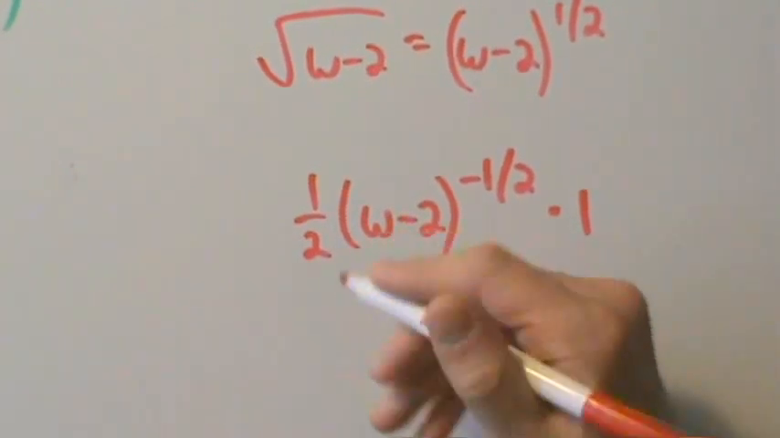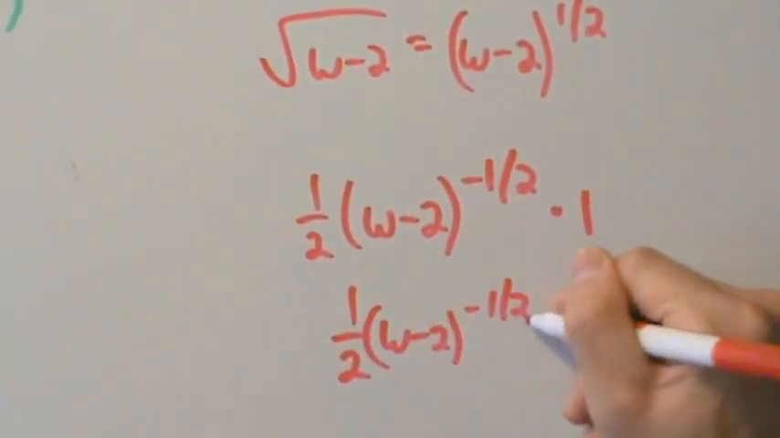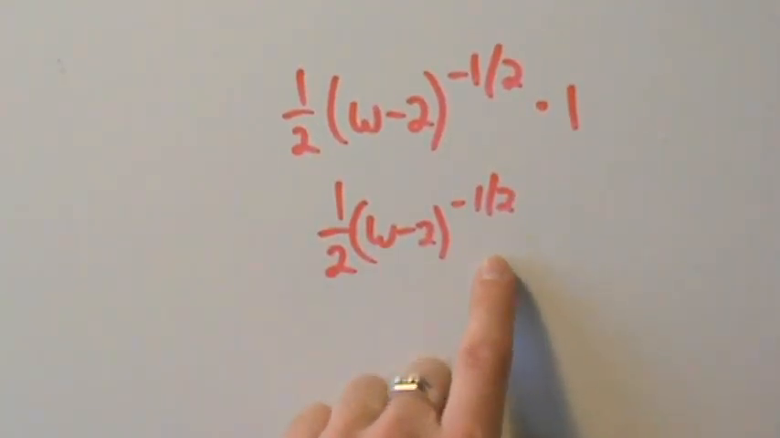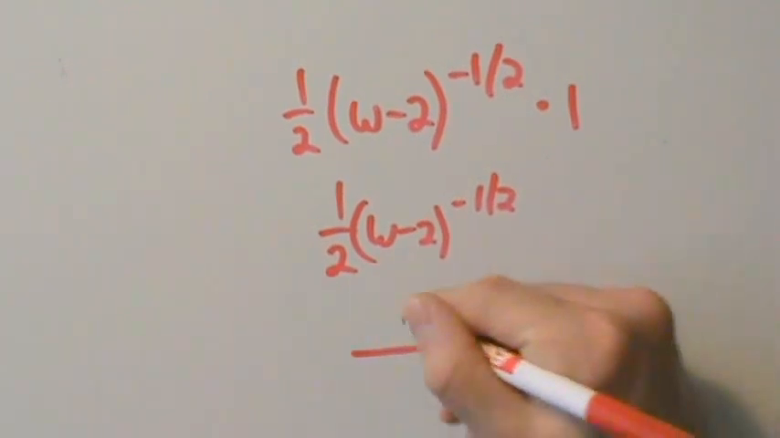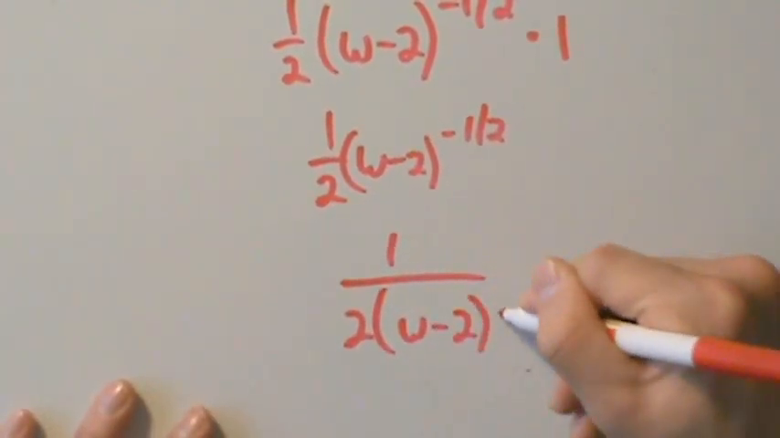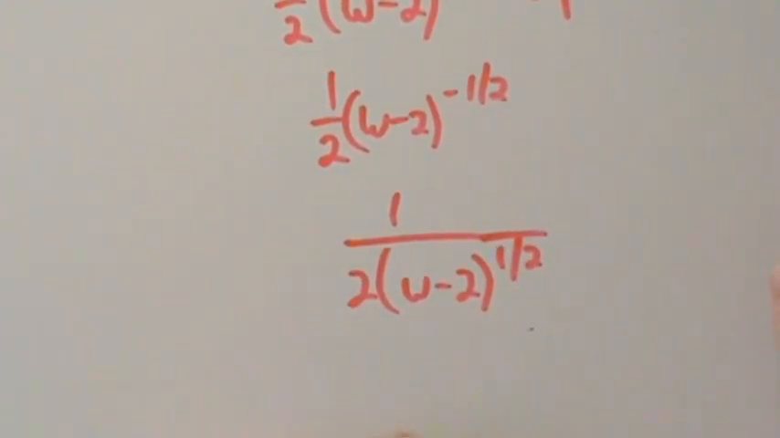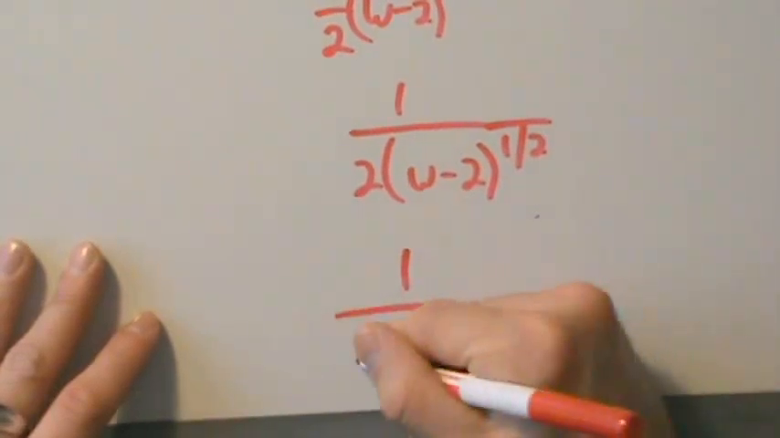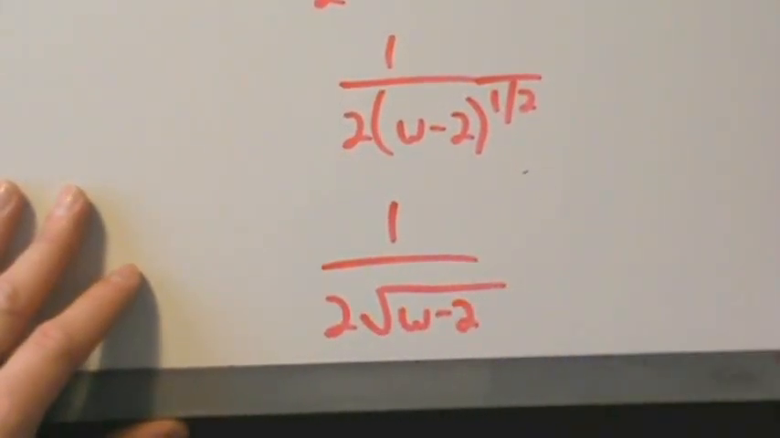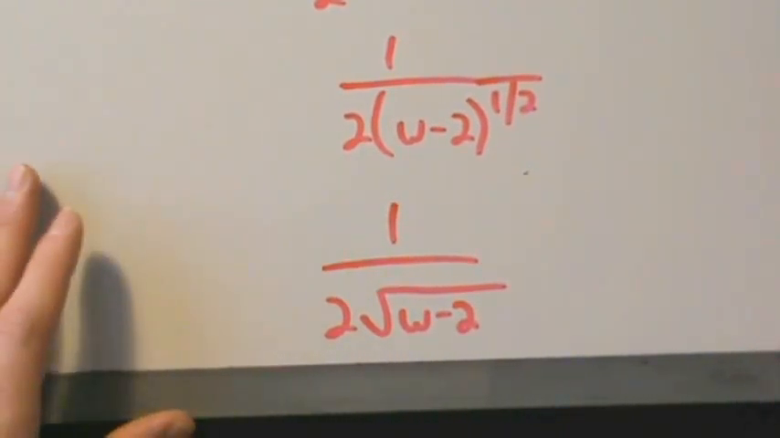So this is what we have, 1/2 times w minus 2 to the negative 1/2. Okay? Now, remember, negative exponents, they go into the denominator here and become positive. So this is 1 over 2 times w minus 2 to the positive 1/2. And remember, 1/2 in the exponent means square root. So this is 1 over 2 root w minus 2. Okay, so that's the derivative of the bottom of z, of the denominator of z.